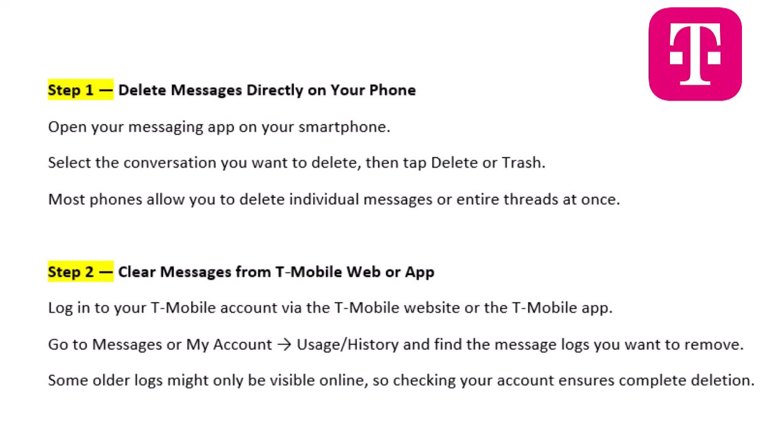Step 2. Clear messages from T-Mobile web or app. Log into your T-Mobile account via the T-Mobile website or the T-Mobile app. Go to Messages or My Account/Usage/History and find the message logs you want to remove. Some older logs might only be visible online, so checking your account ensures complete deletion.